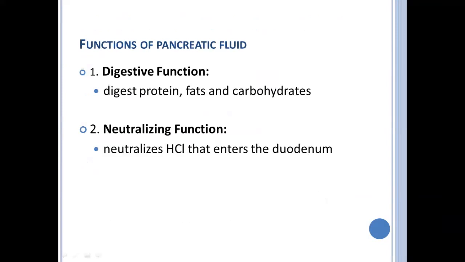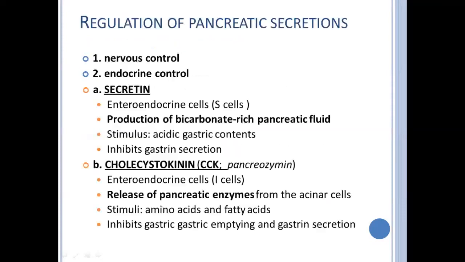So, we saw that in the video earlier. So, functions of the pancreatic fluid: digestive function, okay, digest proteins, fats, carbohydrates, and we have to add the nucleic acids. And then, of course, the neutralizing function, right? This neutralizes the HCl that enters the duodenum. That is because of the presence of the hormones secretin and cholecystokinin.